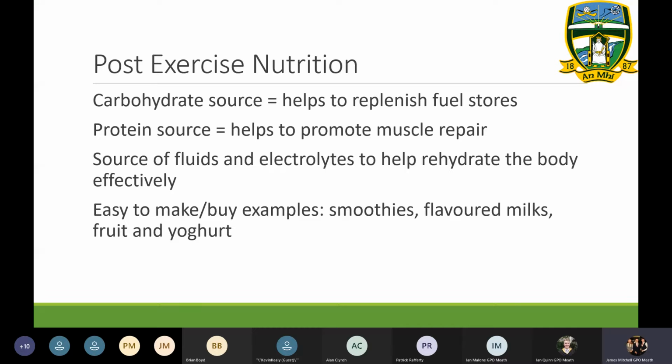The next one is our protein source. That helps to promote muscle repair. Another huge one, you're going to suffer a significant amount of damage in your muscles, whether on the pitch or in the gym. So it's quite important that we start healing them as soon as we can, and that starts post-exercise. And obviously you're going to lose quite a significant amount of sweat. Depending on the individual, some lose more than others. So the next one is to get a source of fluids and electrolytes to help rehydrate the body effectively. That's going to be individual, but definitely important to look at as well.